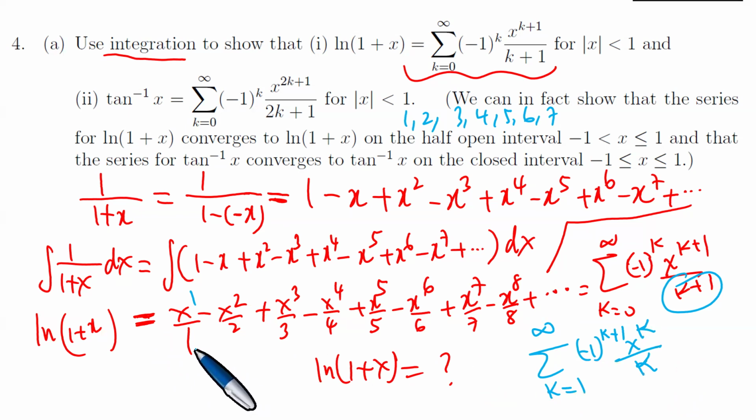Because if you start from 1, then you put minus 1 to the k plus 1, it's going to be exactly 1, and then x to the power 1 over 1. You put 2, it's negative x squared over 2. You put 3, 3 plus 1 is a 4, giving a positive sign, and then this is a 3, x cubed over 3. So this formula is also correct as much as that one is also correct, but this one starts from 1.